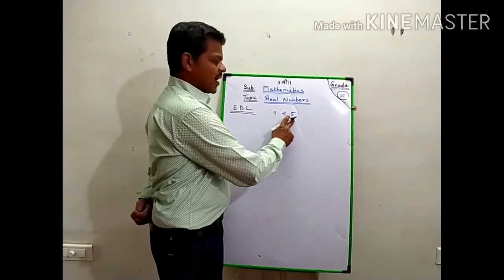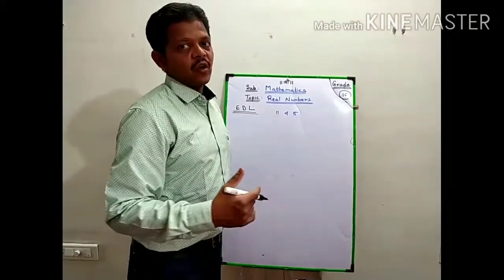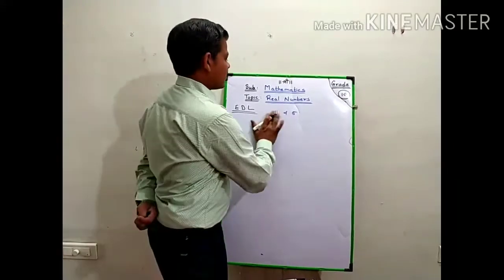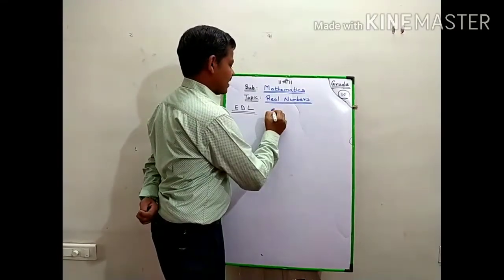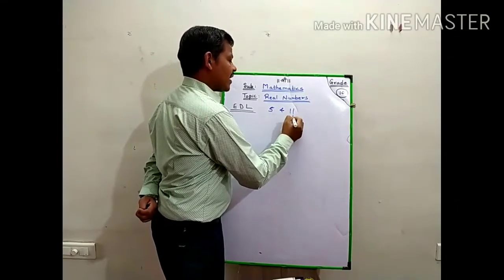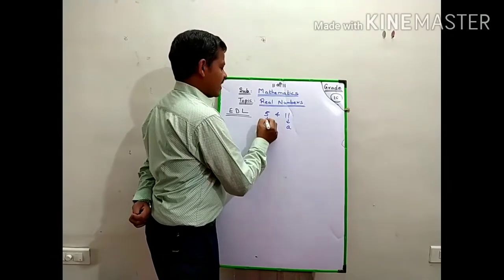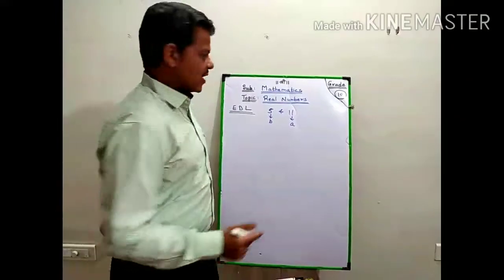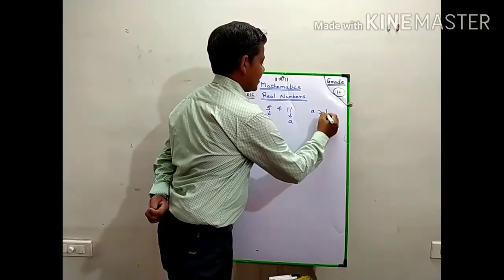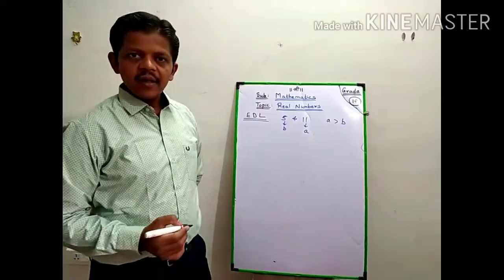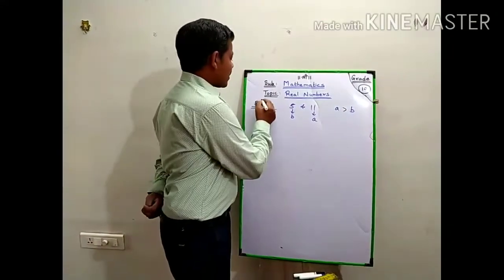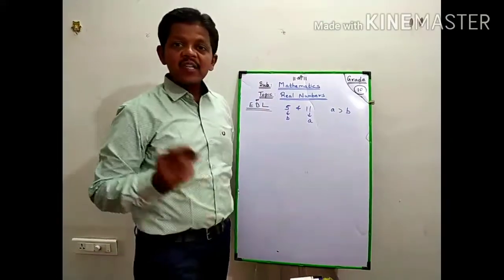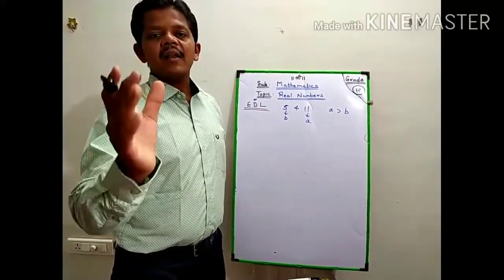So 11 and 5, where a is always bigger than b. If I would have written 5 and 11, still my 11 would have been a, 5 would have been b, because a has to be bigger than b. That is our first condition, where a is bigger than b. Right? So now we are speaking about the division lemma, the division algorithm.